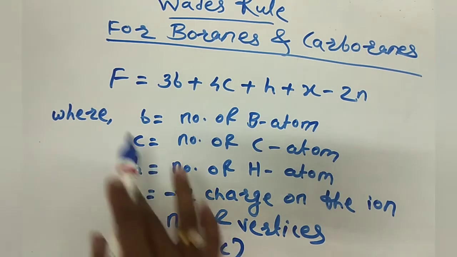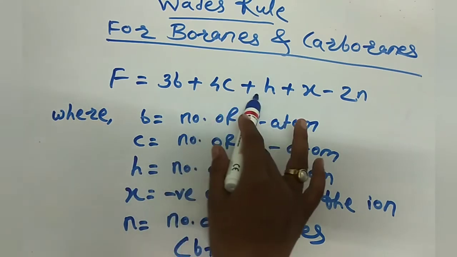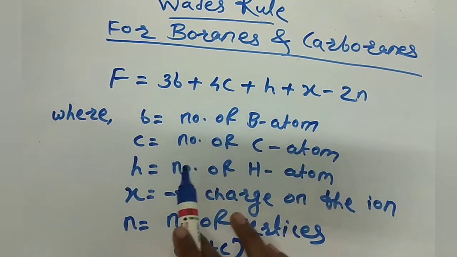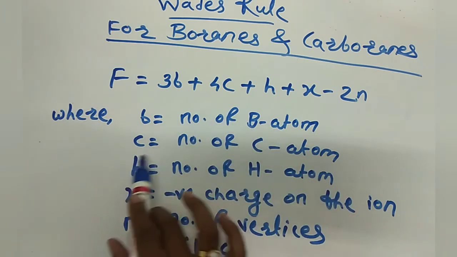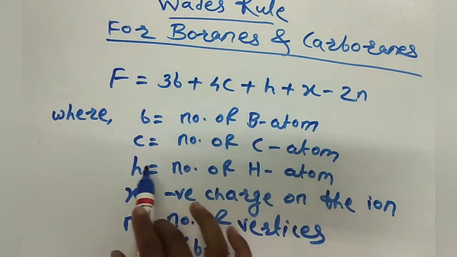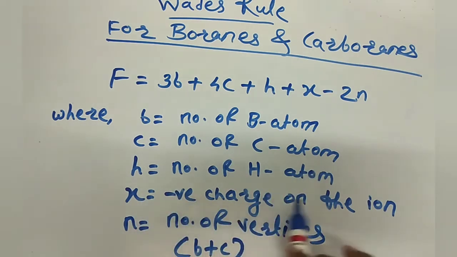For calculating the Wade's rule we are using a formula F is equal to 3b plus 4c plus h plus x minus 2n. Here b is the number of boron atoms, c is the number of carbon atoms, h is the number of hydrogen atoms, x is nothing but the negative charge which is present on the ion, and n is the number of vertices. Number of vertices means the combination of number of boron atoms and carbon atoms.